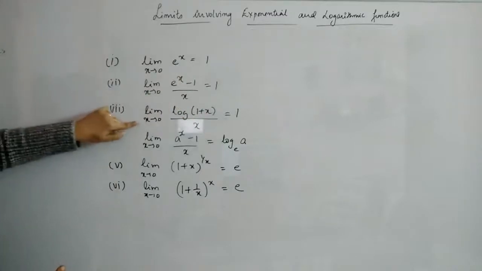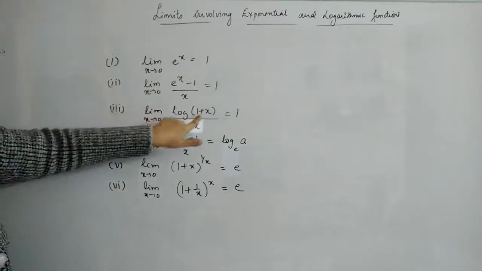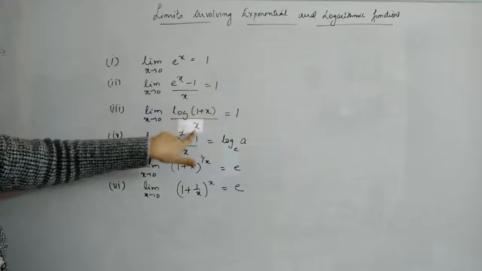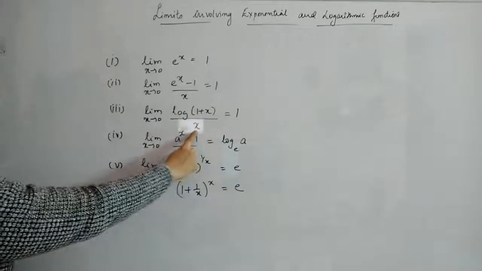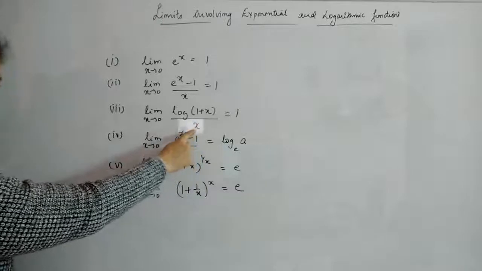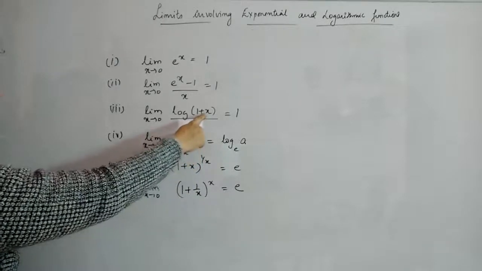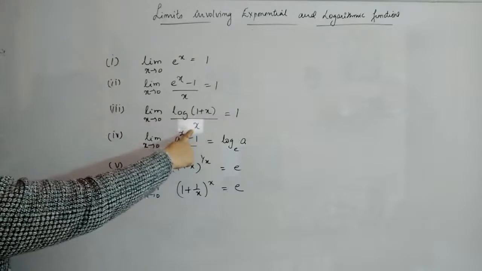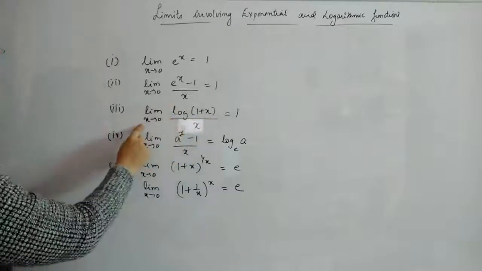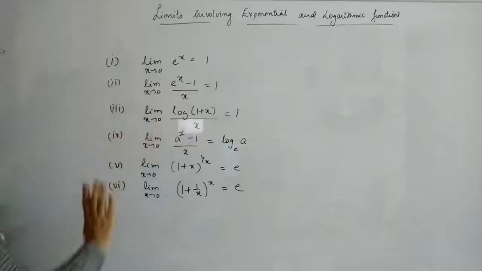Now the third one is limit x tends to 0, log of 1 plus x, the whole divided by x. Again, whatever value you have here, that should be here also. If not, you have to make it like that. Suppose you have 3x here and x in the denominator, you have to multiply and divide by 3 and make it in that form. Again, x tends to 0 will give you 3x also tends to 0.